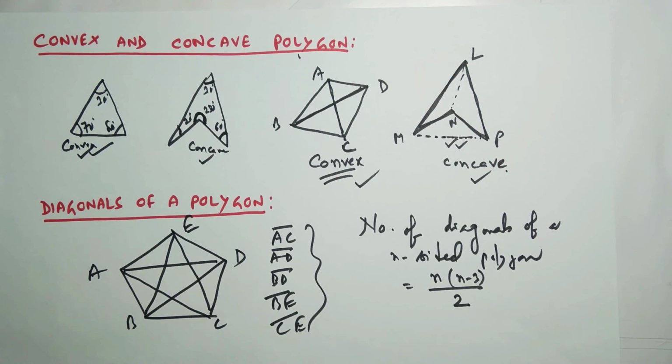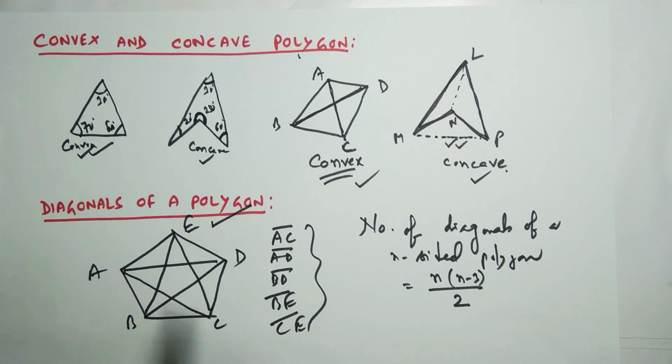So this formula can be used. I have already given it in the note. This formula can be used to find the number of diagonals in a polygon. But remember, the polygon can be convex or concave, it doesn't matter. You only need to see how many sides there are.